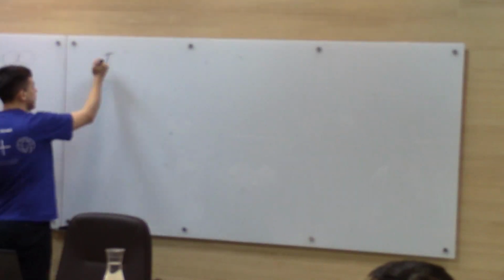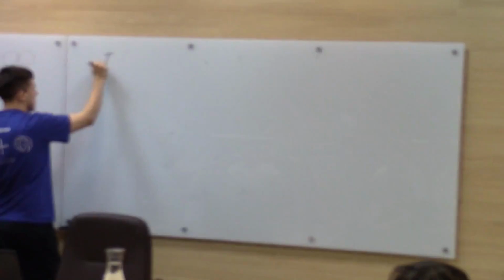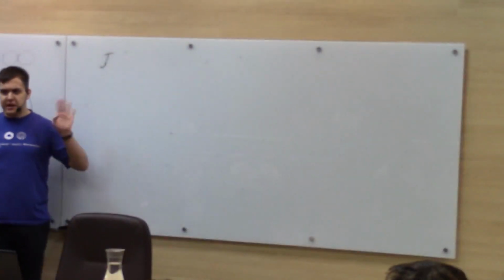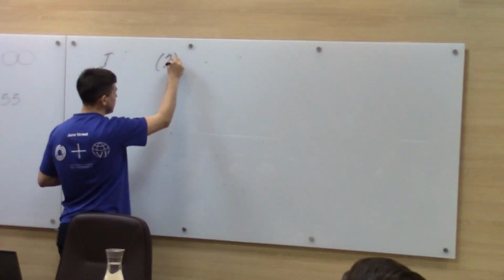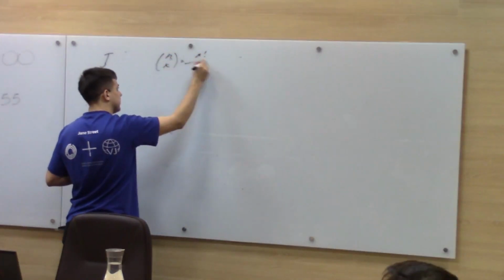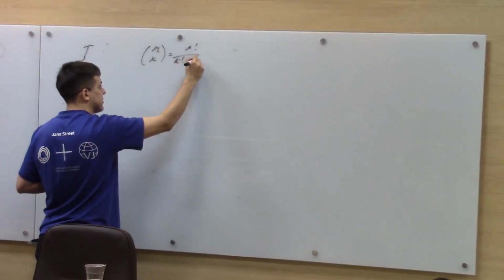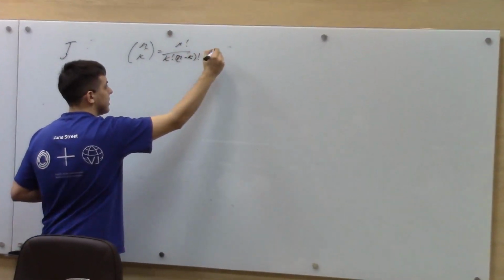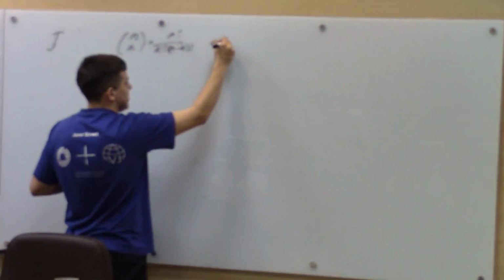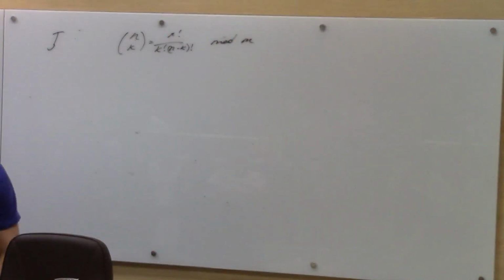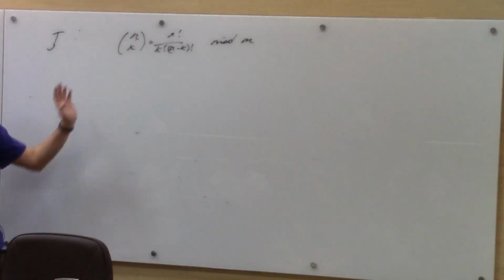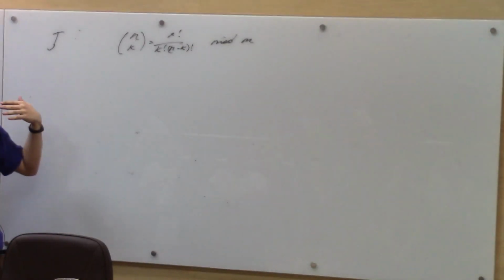Okay, problem J. Problem J was a number theory problem, and we were asked to calculate n choose k, which is n factorial divided by k factorial times (n minus k) factorial, mod m. N and k might be large, but m is small.